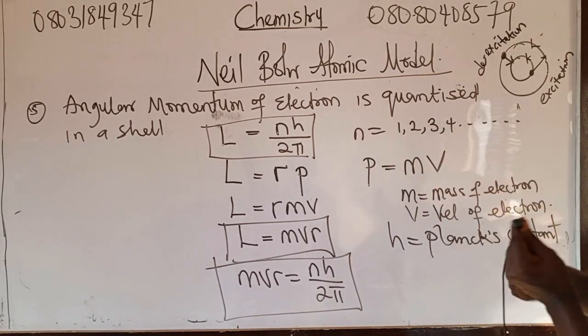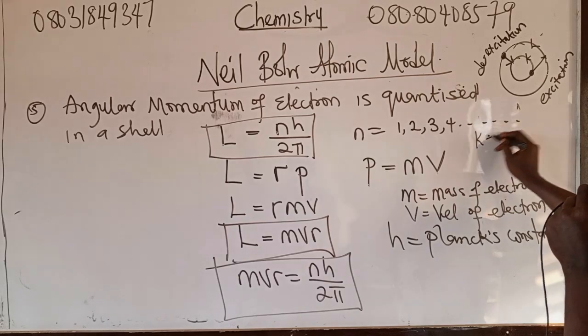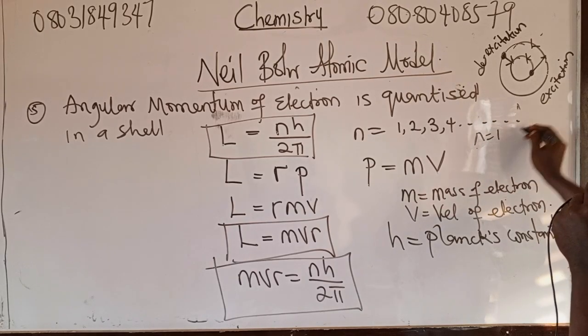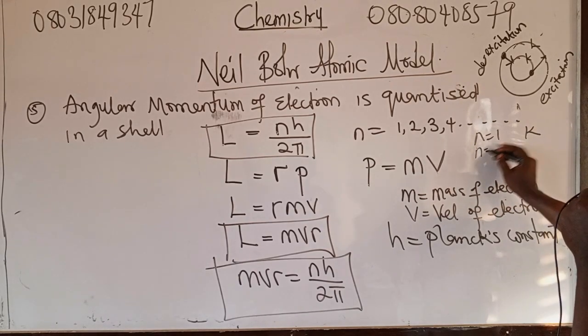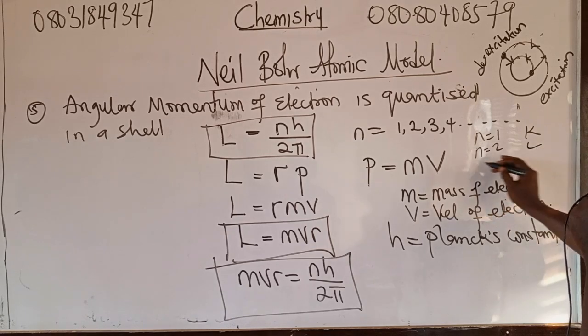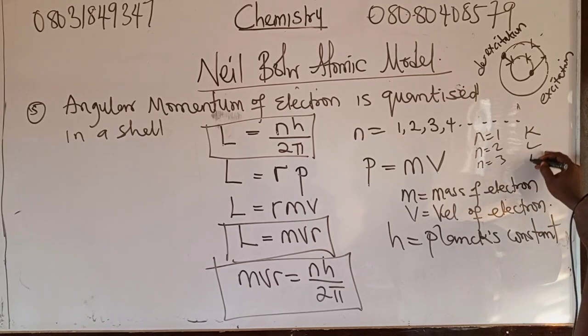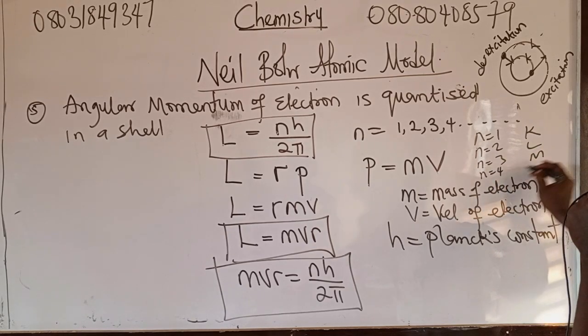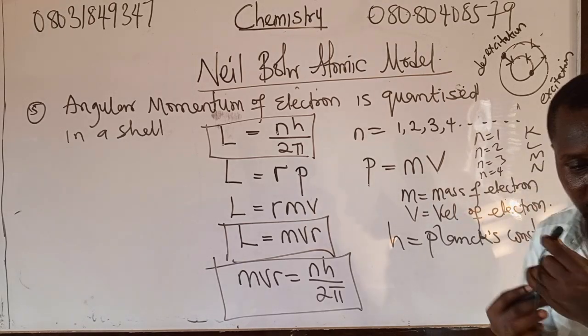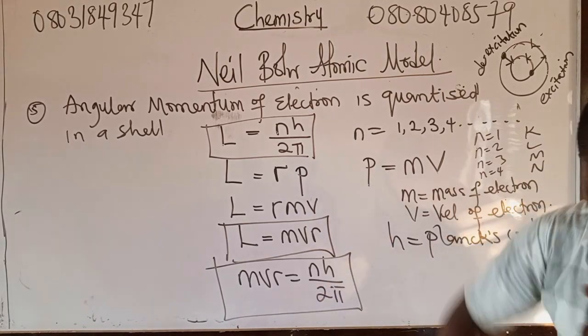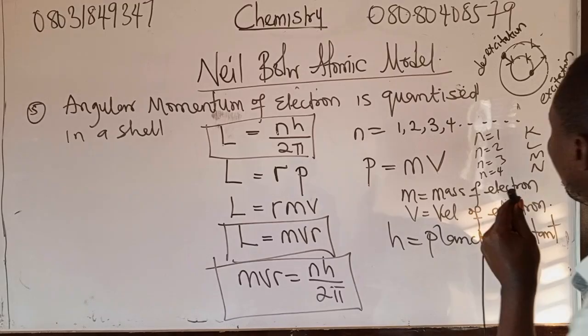K shell, don't forget, is when n equals 1. When n equals 2, that is the L shell. When n equals 3, M shell. When n equals 4, N shell. Take note of that. I need this formula. Let's go to the next one.